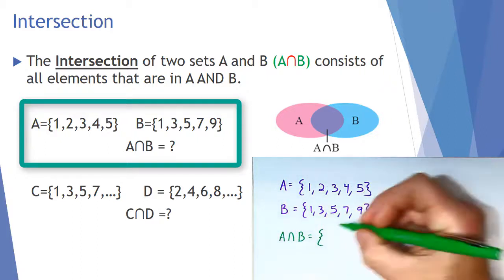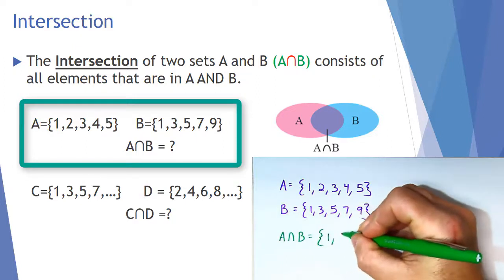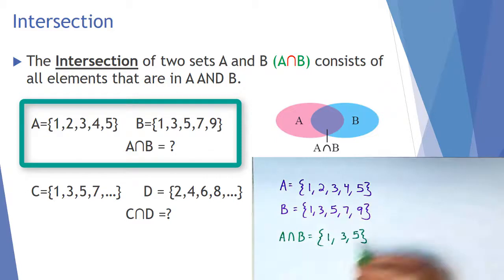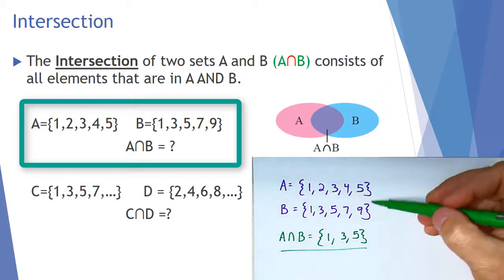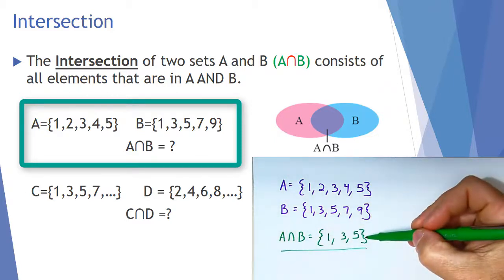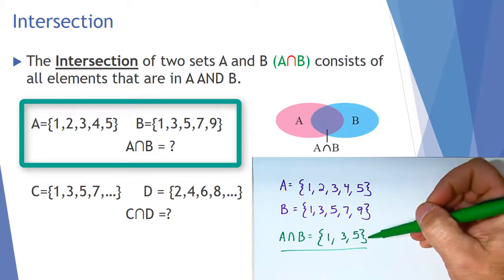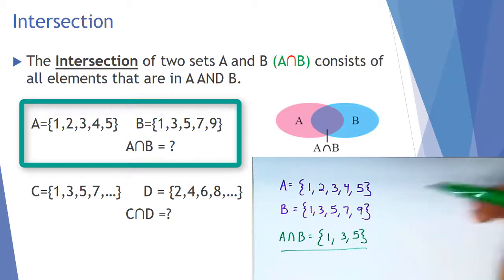And the elements that are in both here consist of the numbers 1, 3, and 5. And that's our intersection. Notice here that the intersection is smaller than either of the sets used to build the intersection. And that's pretty common, but not always true.